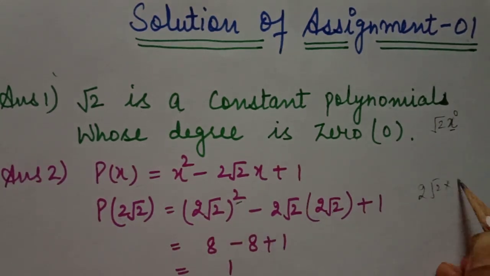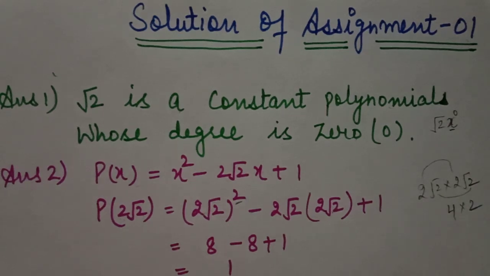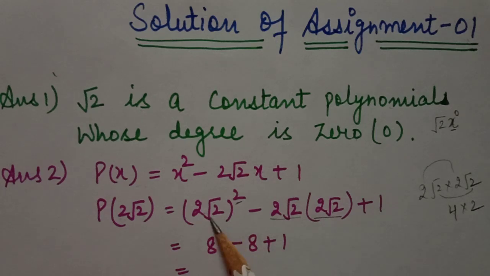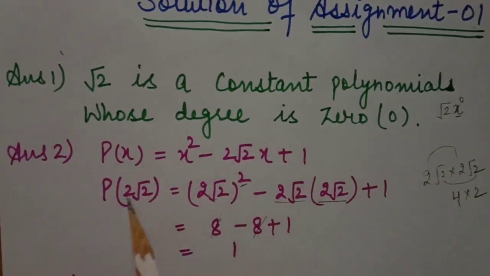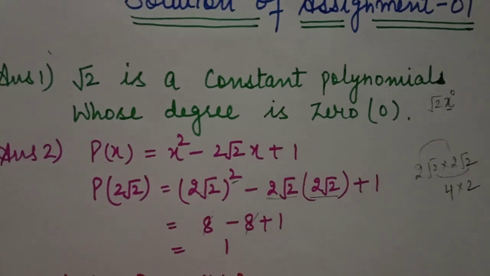So 2 root 2 multiplied by 2 root 2 is equal to 2 twos are 4, and then root 2 multiplied with root 2 is equal to 2. So 4 twos are 8. So (2 root 2) whole square is 8. When 2 root 2 is multiplied by 2 root 2, it is also 8, plus 1. 8 cancels with 8 because they both are present with opposite signs. So the answer is plus 1. So the value of this polynomial at 2 root 2 is 1.